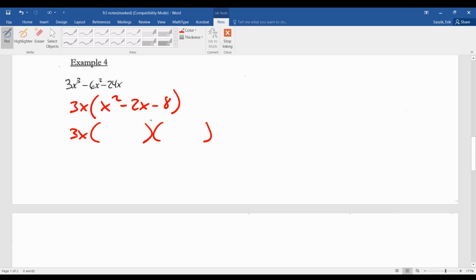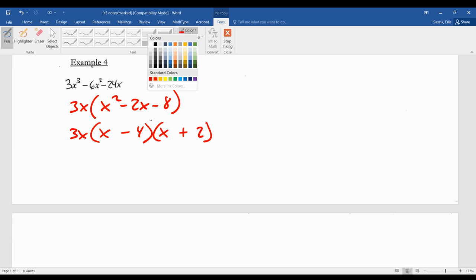Now we don't even look at the 3x anymore. We just look at this thing inside. So that's going to be x and x. Remember, we got a couple of options. We worked with an 8 before. It could be 4 and 2. Could be 8 and 1. 8 and 1 is not going to make 2. It's going to be 4 and 2. This sign tells me that these signs have to be different because they have to multiply to give me a negative. This sign says make the bigger product, in this case the 4x, negative.